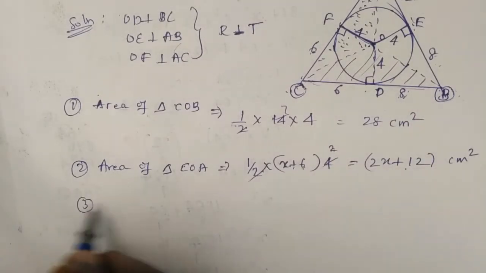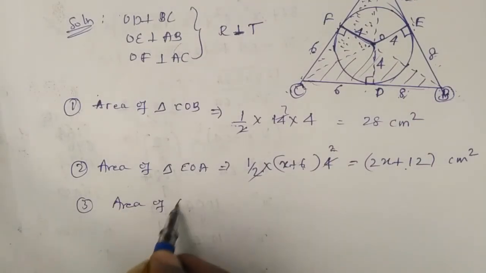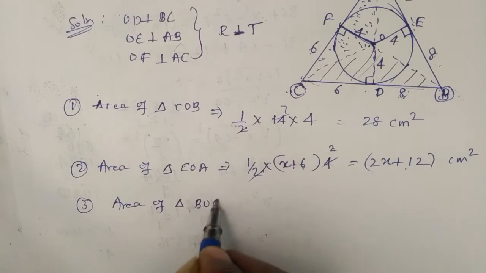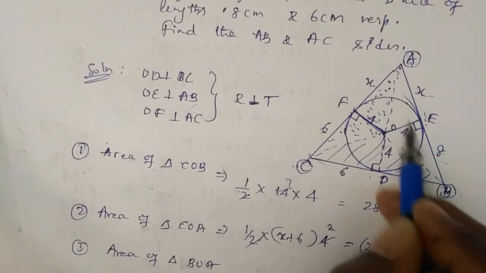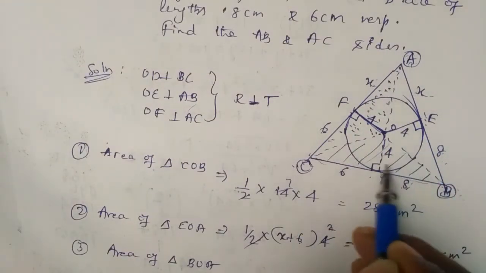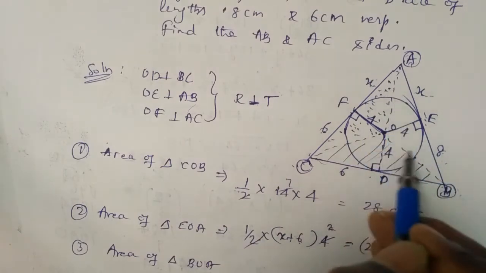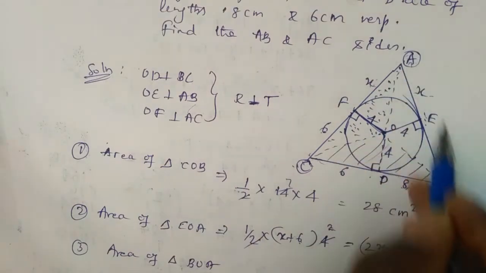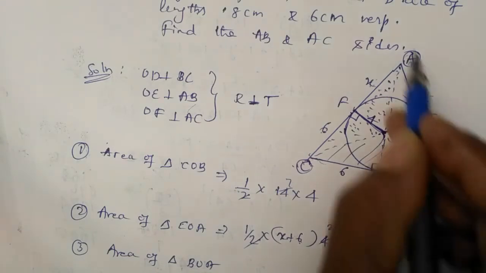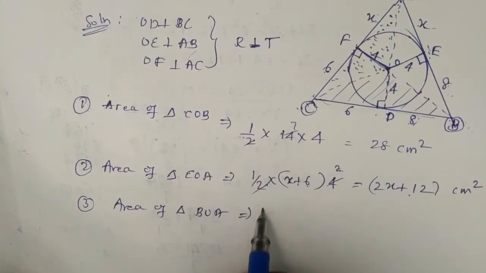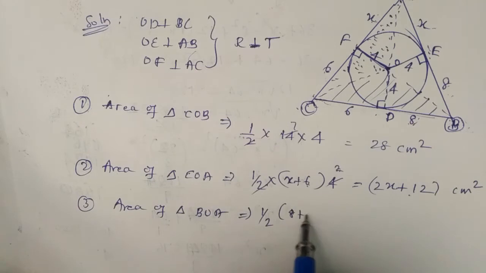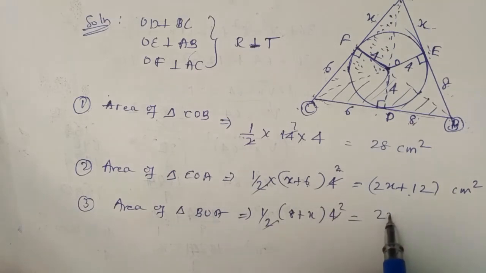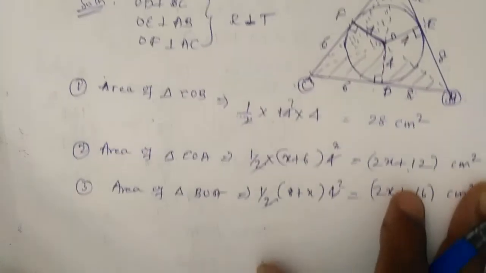Next, third one, area of triangle BOA. Now I took this triangle which is already in the white part. First the shaded triangle I took, next the dotted one, and another one is empty, BOA. In this triangle BOA, base is AB, height is OE. What is base? 8 plus x. Half into 8 plus x into 4. Again the 2s are cancelled. It is 2x plus 16 centimeters square.